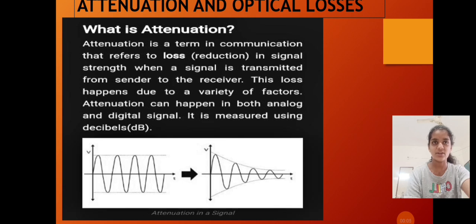What is attenuation? Attenuation is a term in communication that refers to loss in signal strength when a signal is transmitted from sender to the receiver. This loss happens due to a variety of factors. Attenuation can happen in both analog and digital signal. It is measured using decibels. Attenuation of signal diagram is displayed on the screen.